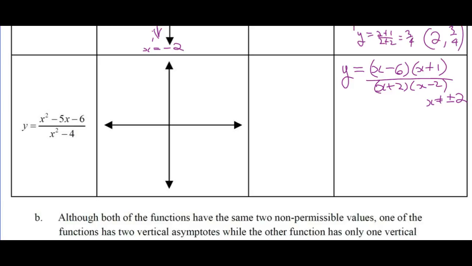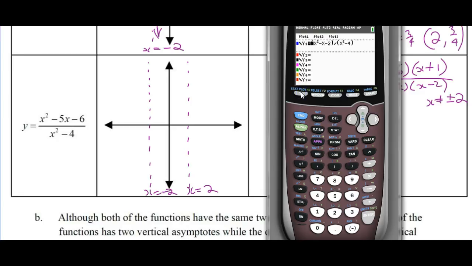There's asymptotes, right? Nothing canceled out. This didn't simplify down to something else. So it tells us that at positive 2 and negative 2, so x equals negative 2, and x equals positive 2, that we have asymptotes. Okay, so we can go graph this then. Y equals x squared minus 5x minus 6, divided by x squared minus 4. Okay, graph. Okay, so there's one at negative 2, and here's one at positive 2.